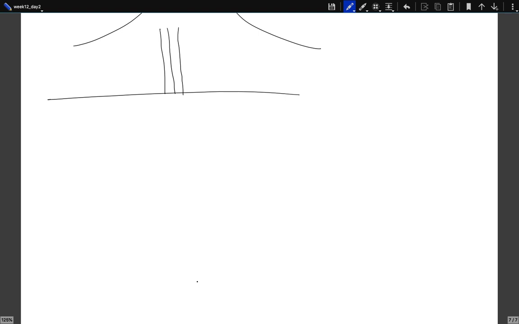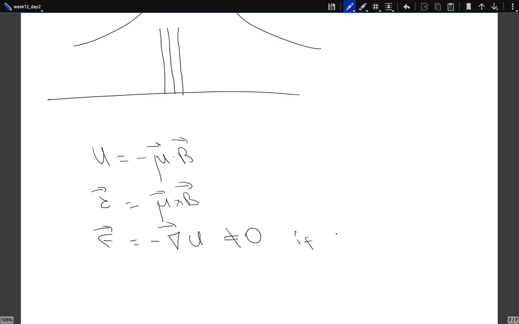So, we said that U is the potential energy, minus mu dot B. The magnetic field will be exerting a torque on this magnetic dipole moment, and that will be given by mu cross B. And there will also be a force acting on this magnetic dipole moment, which will be given by minus the gradient of U, which is non-zero if B is non-uniform.